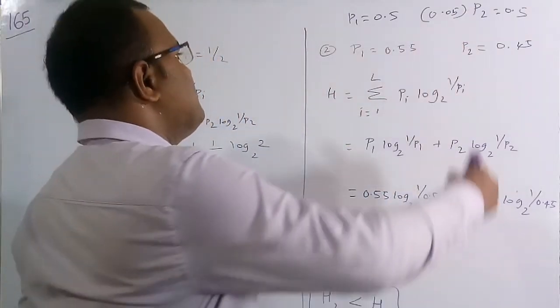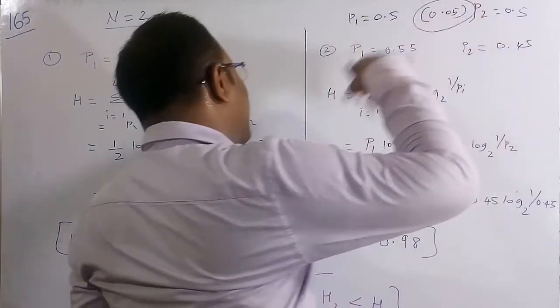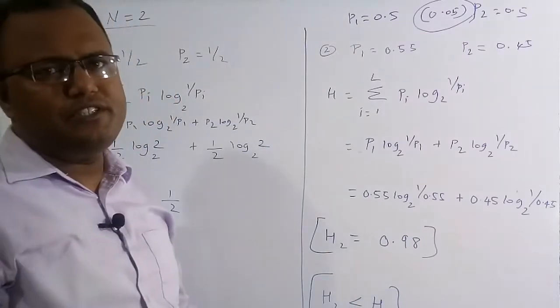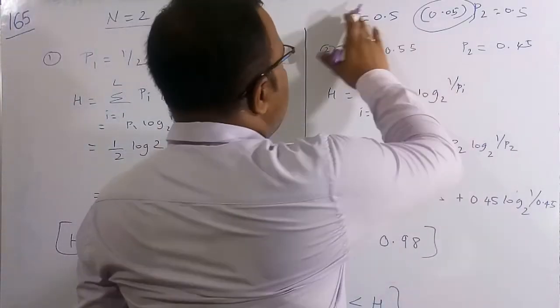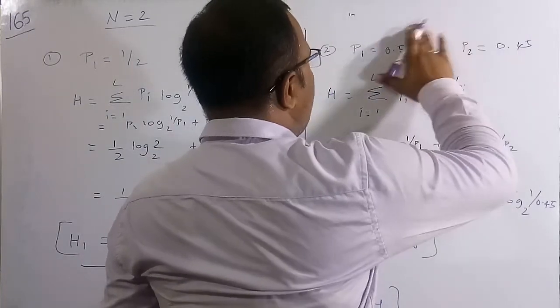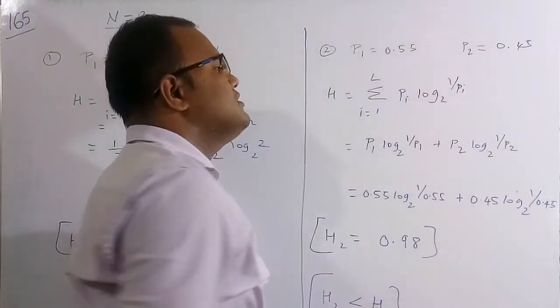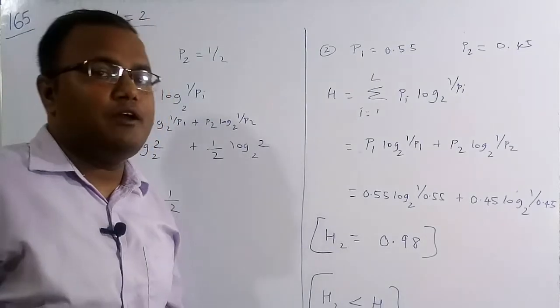So this is the quantity I am going to assume. You can take any value, either 0.03 or any value. So for simplicity I am going to take here 0.05. So these are the new probabilities we are going to get for the second case. So based on this I want to figure out what is the entropy of the source.